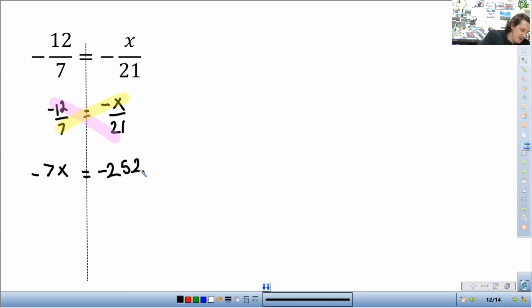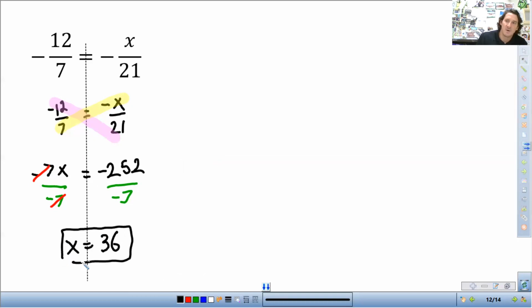And then I'm going to divide both sides by negative 7. So negative 7 divided by negative 7 eliminates, I just have x over here. A negative divided by negative is going to be a positive. And 252 divided by 7 is 36. Again, you can use a calculator when doing that.